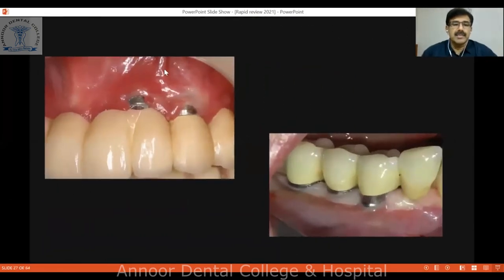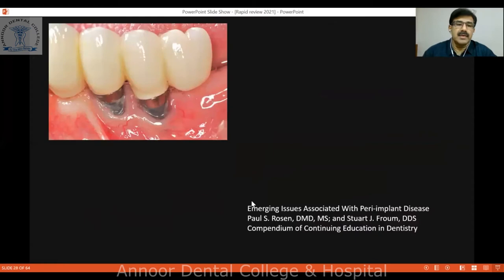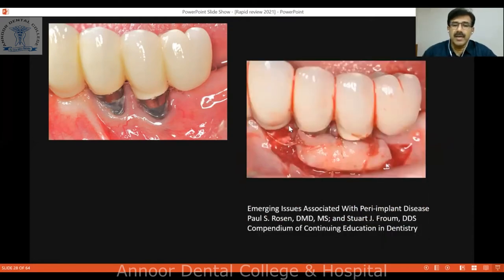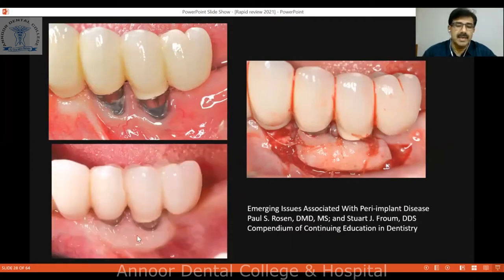Now, these are cases where you can see that there is almost no attached gingiva over here. The implant threads are exposed. Another case from the journal, you can see a lot of plaque accumulation, and absolutely no attached gingiva. What they've done is a subepithelial connective tissue graft. Finally, when it is healed, you can compare the health around these implant tissues just by increasing the zone of attached gingiva. So that is the relevance of attached gingiva in retarding the spread of inflammation around the tooth as well as an implant.